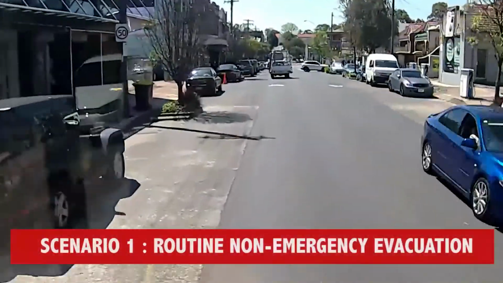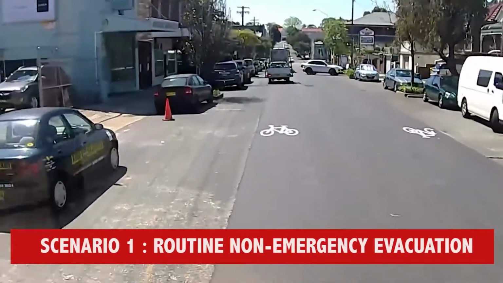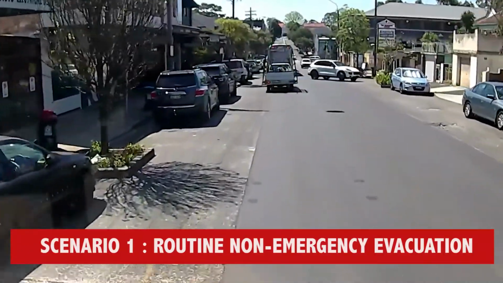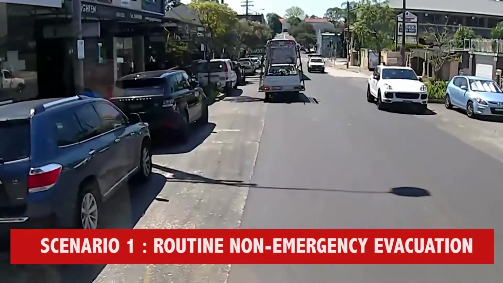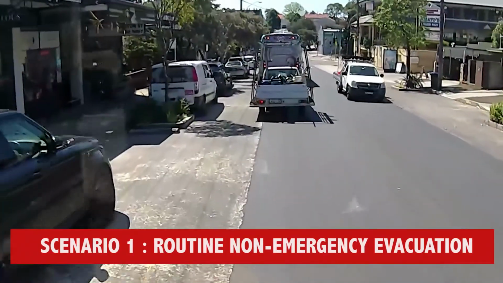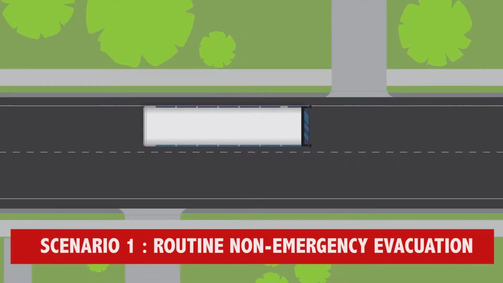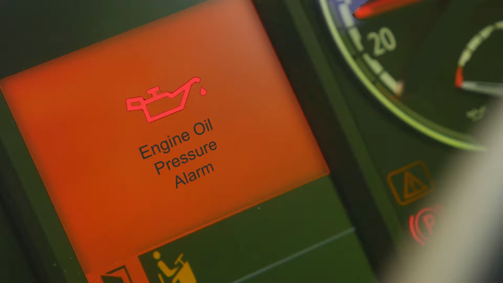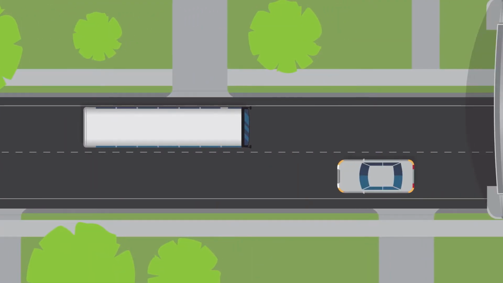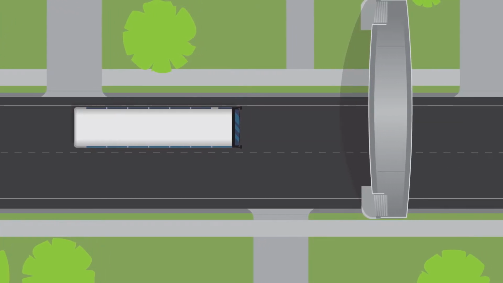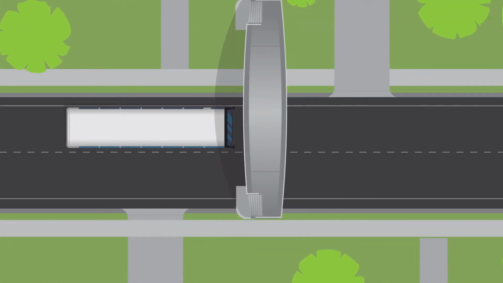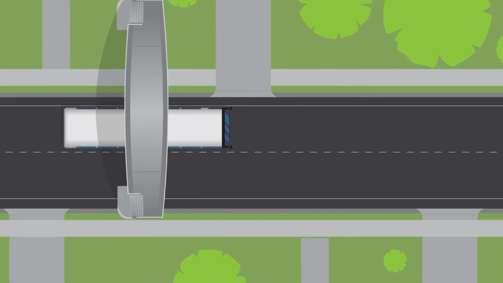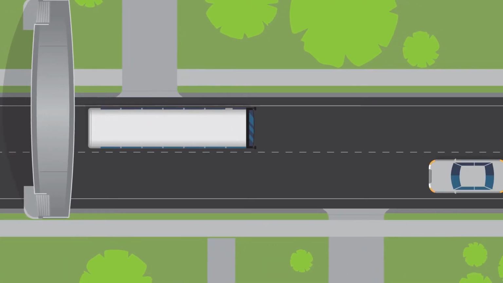The majority of evacuations are not emergencies, like in this scenario. It's a clear, dry day and you're driving along a suburban street. The street is curved and there's wide footpaths on either side. You hear a panel alarm and see a dash light indicating low engine oil pressure. You need to turn the engine off to avoid damage. This will require a changeover bus. It will also require a routine non-emergency shutdown and evacuation.